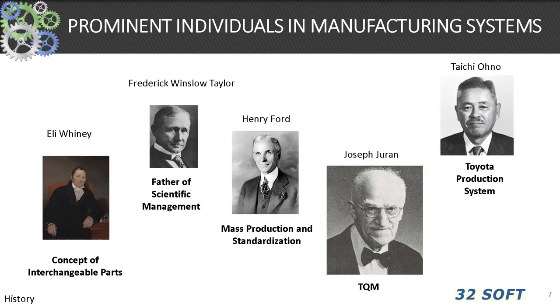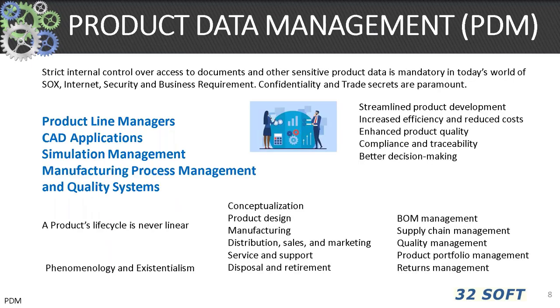As I've often said, the investigation of a manufacturing function should be undertaken without considering the individuals who spearheaded those processes. There are several individuals who were instrumental in developing the processes and procedures used in manufacturing operations. Men like Eli Whitney, who gave us interchangeable parts, Frederick Winslow Taylor, called the father of scientific management, Henry Ford with the assembly line, Taiichi Ono, who developed the Toyota production system, and Joseph Juran, who gave us total quality management. All of these you should know, and many others.